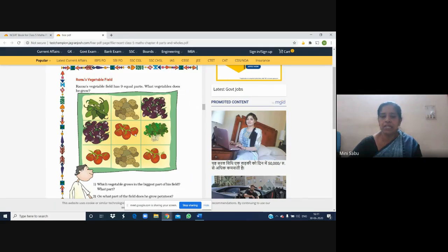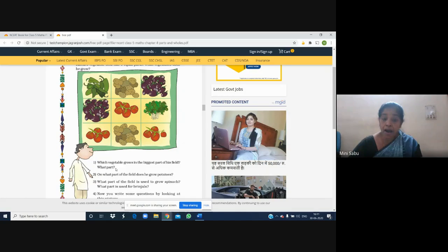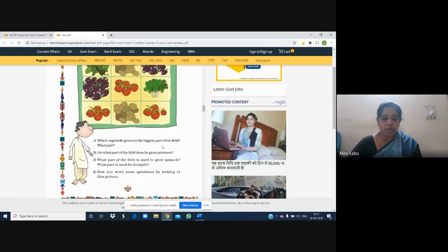Which vegetable is it? In 3 parts, tomatoes. Very good. What part? What part means you have to write in fraction. In total, how many parts are there? 9. Out of 9, how many parts are tomatoes? 3. So how do you write it? 3 by 9, 3 upon 9. What part means fraction.